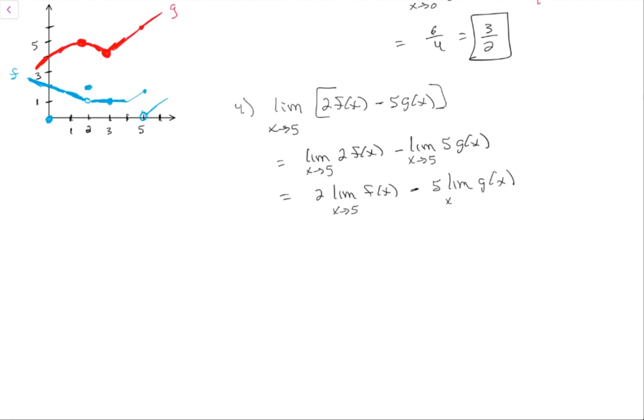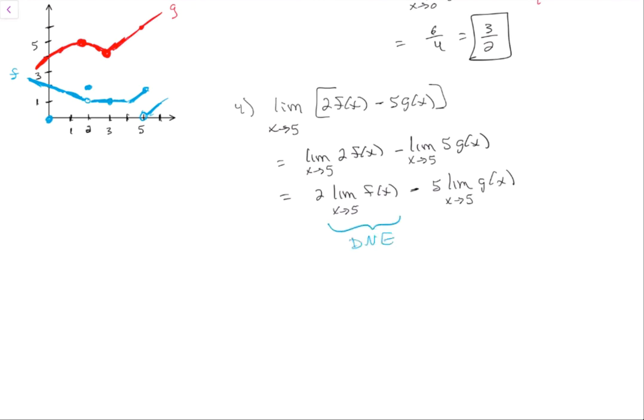Again, I'm going to take a look at each of these limits separately. So the function f, when I look as x approaches 5, I'm going to switch to blue. As x approaches 5 from the left, we're trying to get to 2, and from the right, we're trying to get to 0. So this two-sided limit as x approaches 5 does not exist.